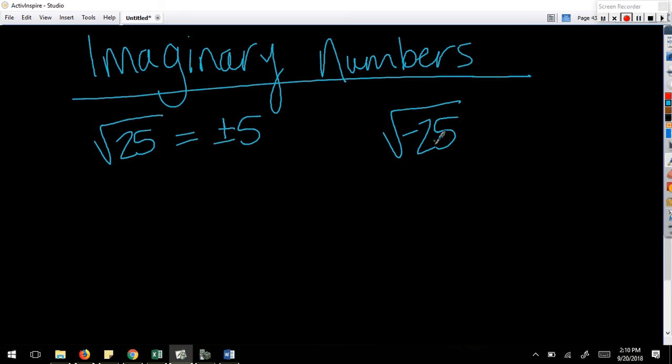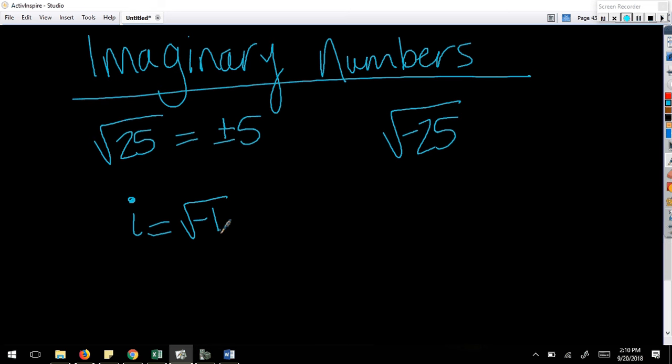Because if the two numbers have to be exactly the same, the only way to get a negative when you multiply two things is if one is positive and one is negative, right? So this is where imaginary numbers come into play. We let i, and this is a little variable i, be the square root of negative 1. Okay? It's an imaginary number.